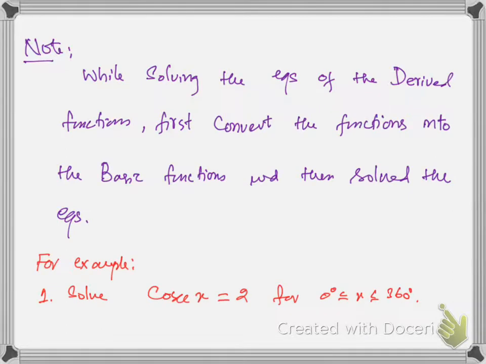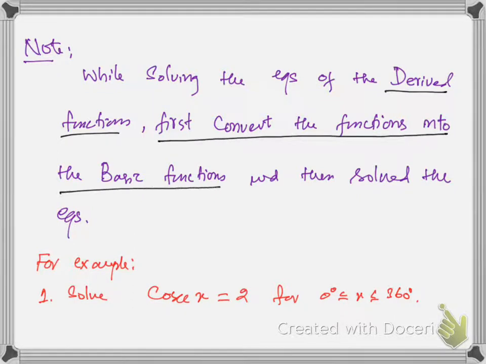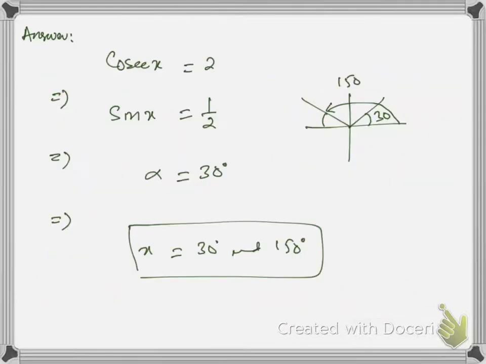Note, while solving the equations of drive functions, first convert the functions into the basic functions and then solve the equation. This is the way to solve or handle the drive functions. For example, we have cosec x is equal to 2 and we need to solve this equation for this domain. We will not solve cosec x, we will solve sin x. So first write 2, the reciprocal of 2, which is 1 upon 2 here. As soon as you write 2 is 1 upon 2, replace cosec by sin x. So when you will replace cosec by sin x, you need to write the reciprocal here.